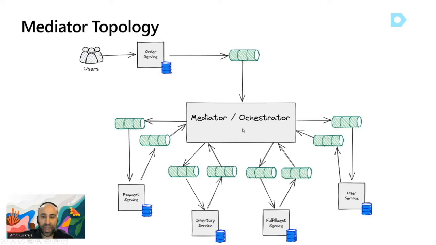Now, one of the powers of this is, as per the previous example, I said, what happens if the product owner says, I want to check inventory before we make a payment? Now, if you're using the broker topology, that requires changes in three or four different services. Whereas if you're using this orchestrator topology, it only requires a change in the orchestrator.